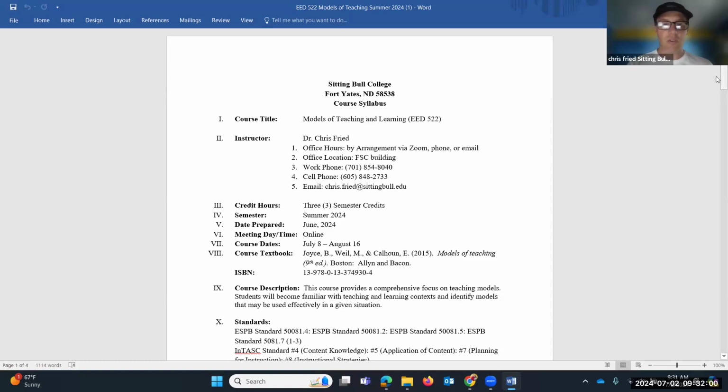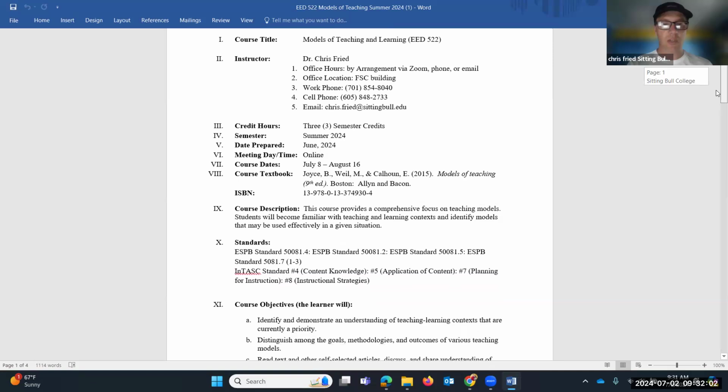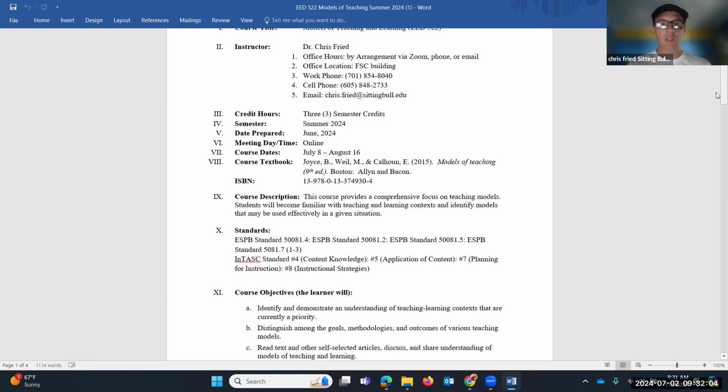What is this course? So a short course description here. Okay. Comprehensive focus on teaching models. You'll become familiar with teaching and learning contexts and identify models that may be used effectively in a given situation. So when you look through the book and the assignments, there's a focus on different types of instructional models, or I call them also strategies as well. Okay? Things that we as teachers can use in the classroom with our students.